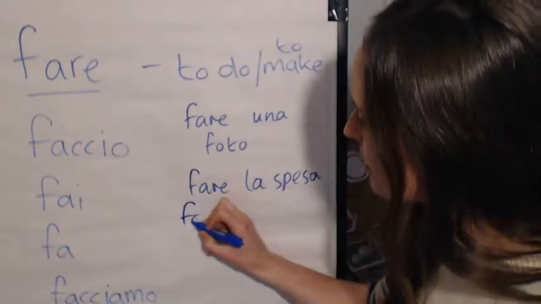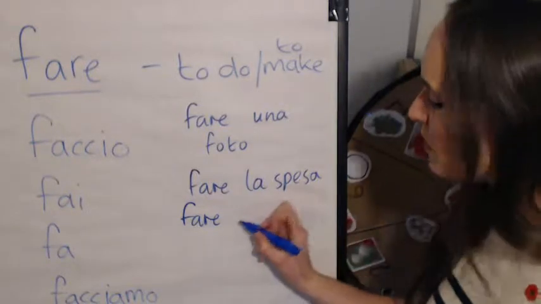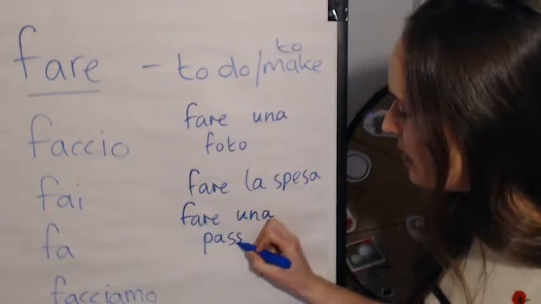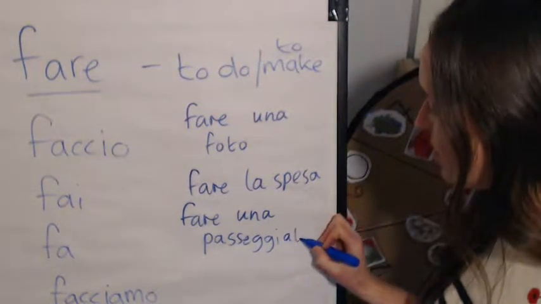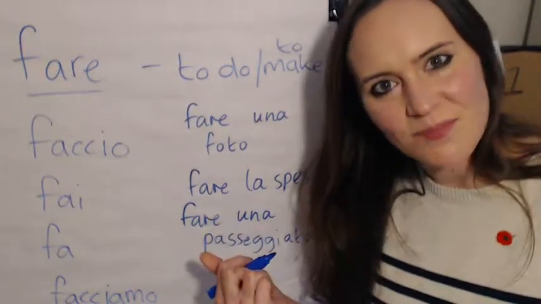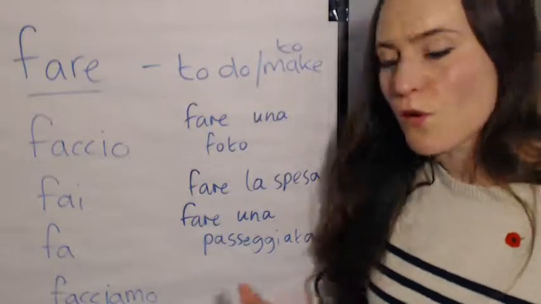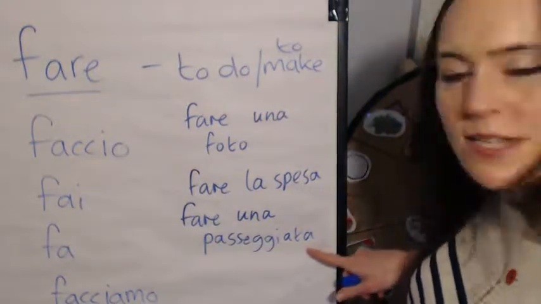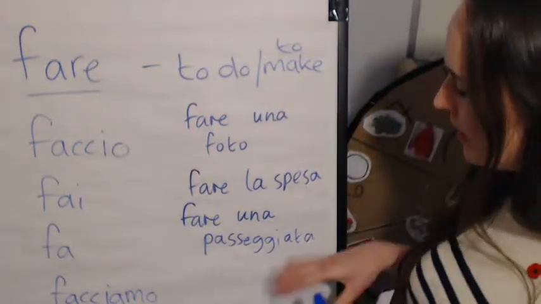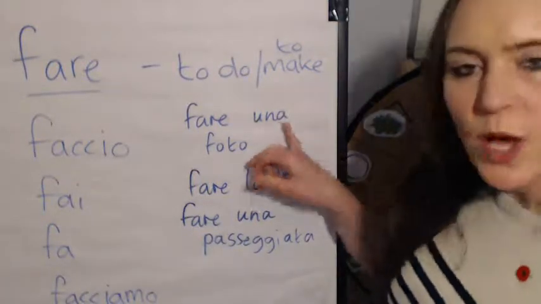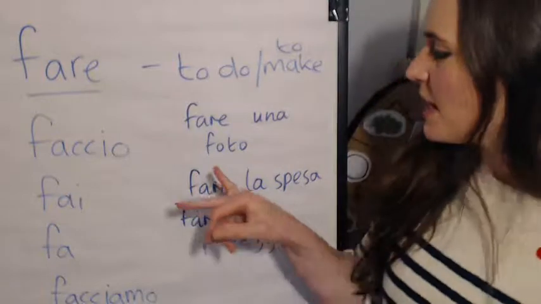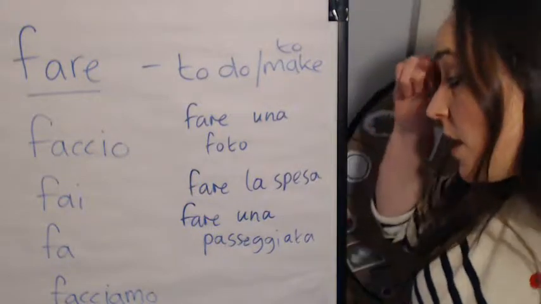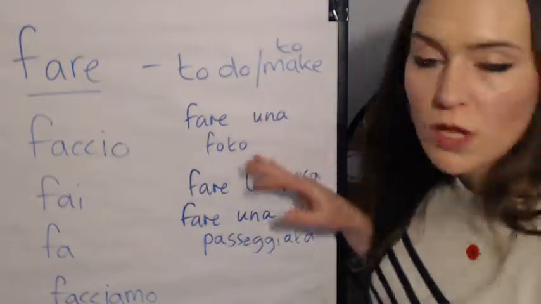Okay, here's a nice one. This is another idiomatic phrase with the verb fare. Fare una passeggiata. Facciamo una passeggiata means let's go for a walk. So fare una passeggiata is to do a walk. Una passeggiata. Passageway. So when you find verb phrases, that's basically a whole infinitive verb like that, followed by generally a noun or something else. So la spesa, una passeggiata, una foto.